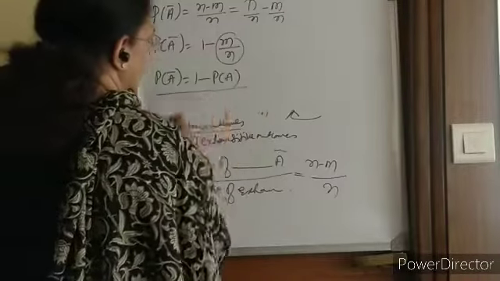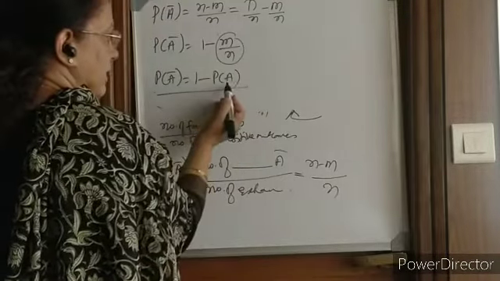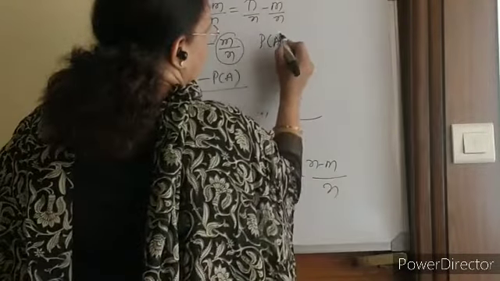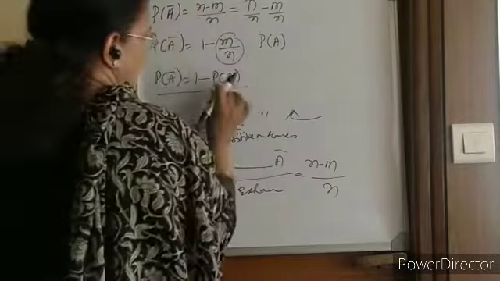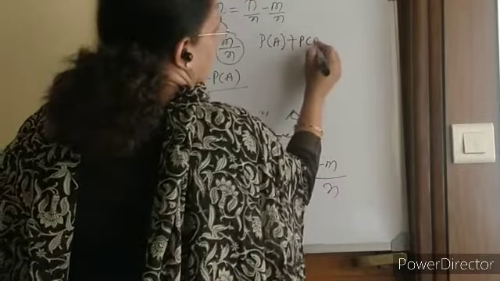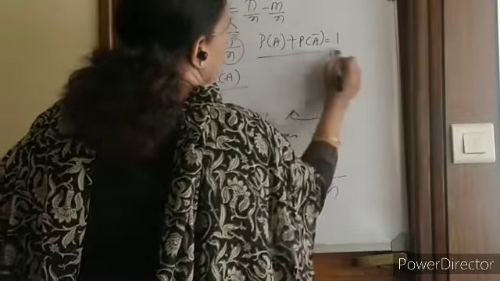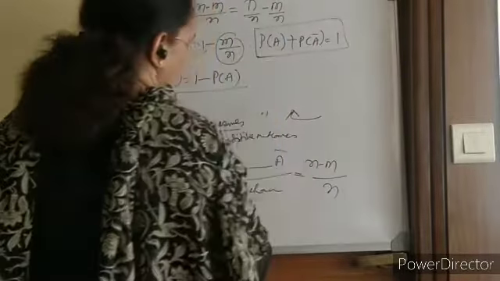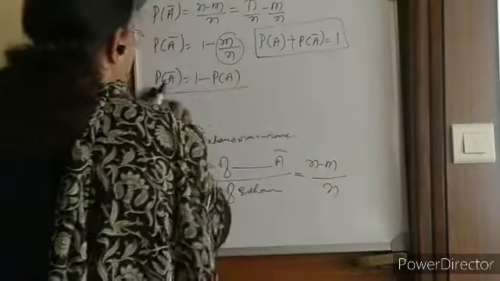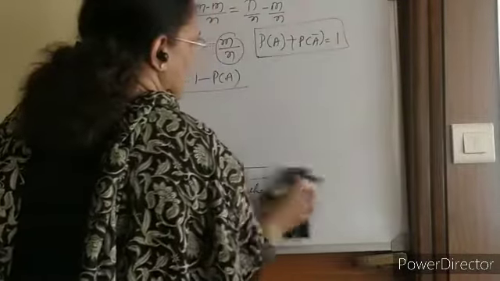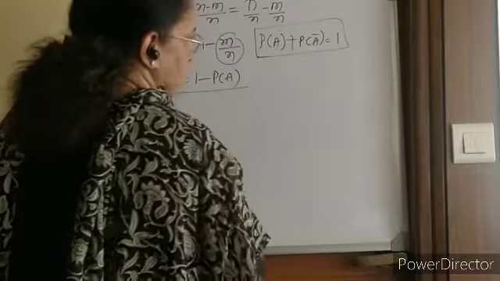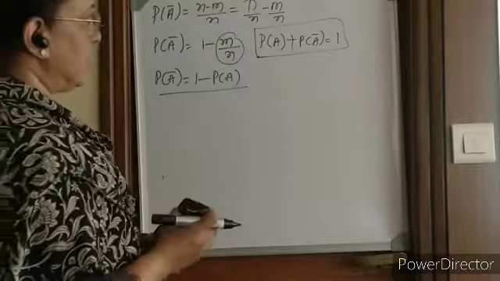You can just rewrite this, take minus P of A, that is probability of A, to the other side. So first you will have probability of A, I am taking this to the other side, this minus will become plus probability of A bar. Now this is equal to 1. This one you will have to remember. As I told you, next year, that is in second PU, many times you will be making use of this. So probability of an event plus probability of its complementary event will always be equal to 1.